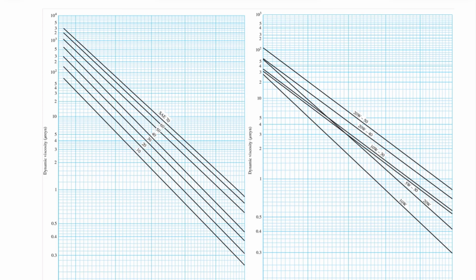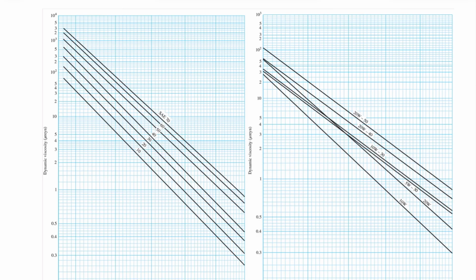And then we have this other chart over here. These are the standard grades. They range from 10 to 70. The grades are given by SAE, and SAE doesn't stand for anything else. It's just the Society of Automotive Engineers that came up with this grading system or standardized it.